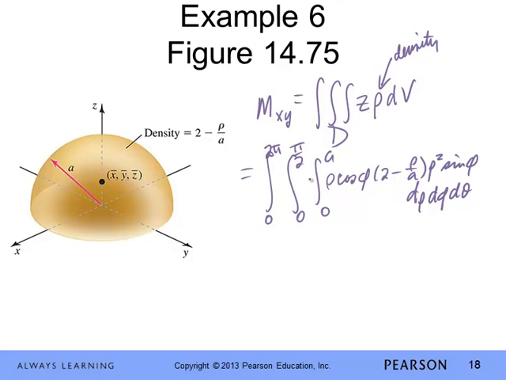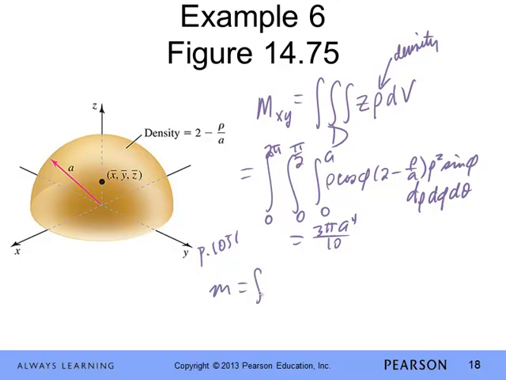Now, it's a nice, beautiful triple integral that's not too hard to set up and solve. And of course, it takes a few lines of work to solve this triple integral. I'll let you look at the details on page 1051. But the result of this works out to be 3 times pi times a to the 4th over 10. And you also have to calculate the mass.